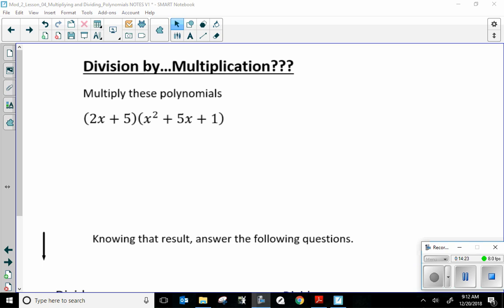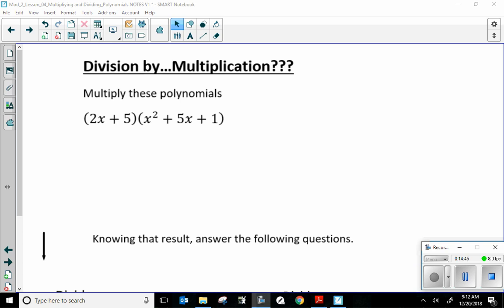So, we need to do division, but we're going to do it by multiplication. You like how I raised my voice there at the end? Because the question marks. Multiplication? Yeah, that's right. It's cool. I'm kind of sort of good at that English stuff.